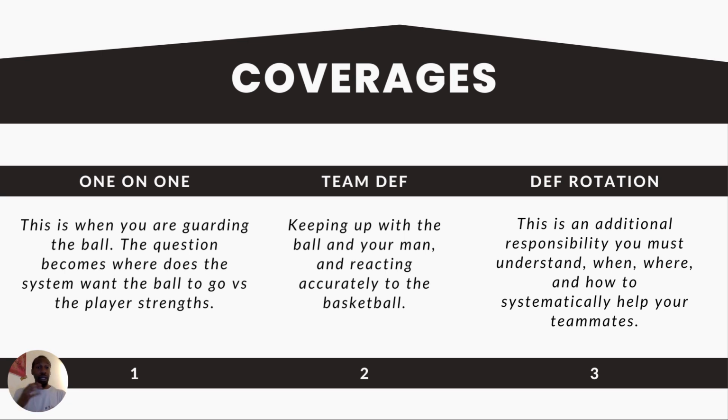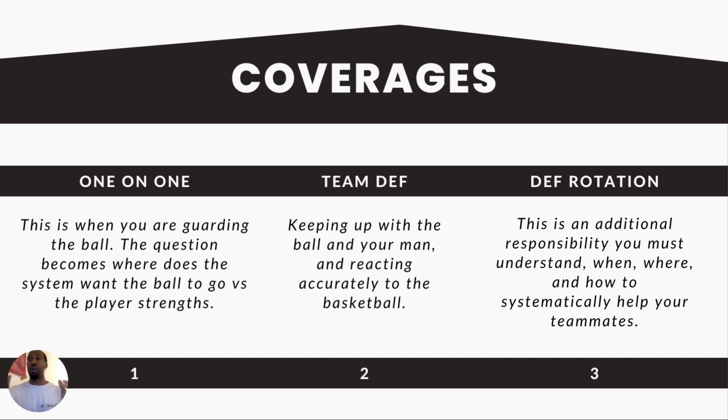Okay. Team defensive system: keeping up with the ball and your man and reacting accurately to the basketball. This is huge because in basketball, if one missed second or one misstep and you're behind the basketball, you're unable to fulfill your role. And that's the key. The key is to go forward. Every hiccup, we take a step back, and we're looking for consistency. Consistency is huge in basketball.